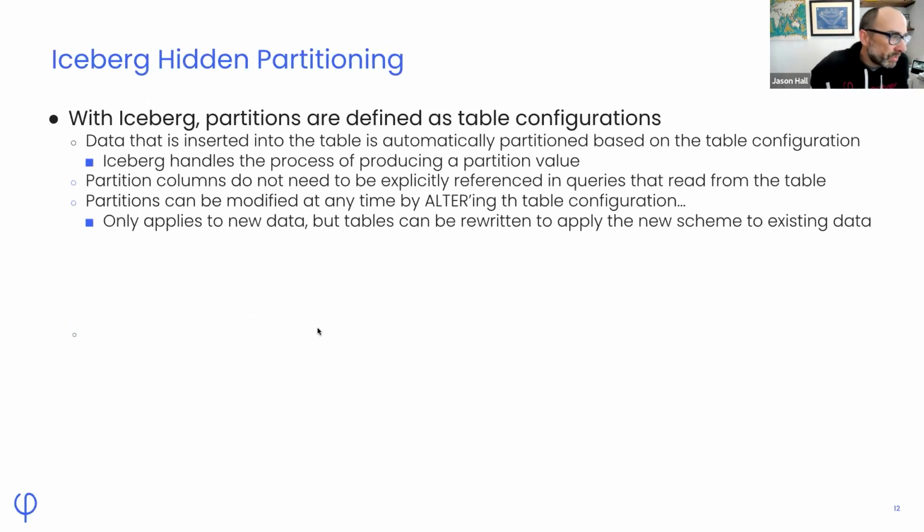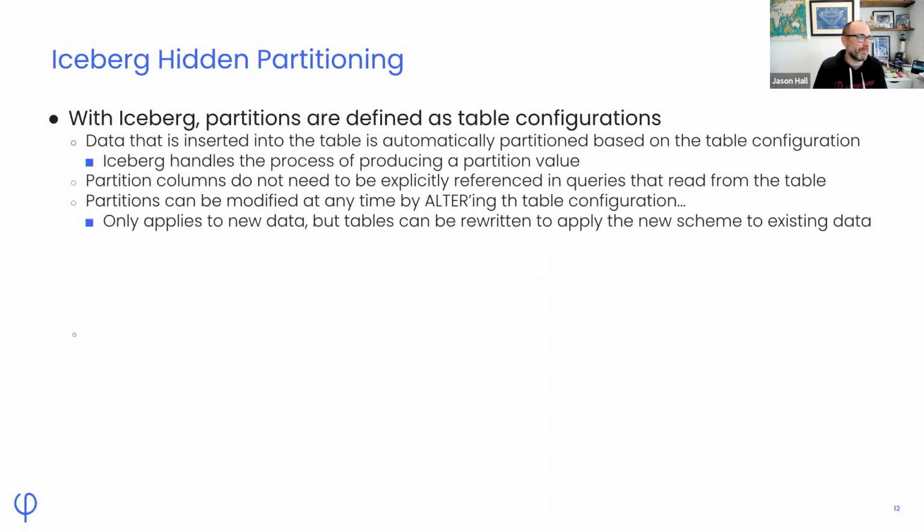So Iceberg introduces a unique concept around partitioning. It's referred to in a lot of the documentation as hidden partitioning. And the reason I call it hidden partitioning is that it's much less explicit than Hive partitioning. Within Iceberg, the partitions are defined as a table configuration, right?